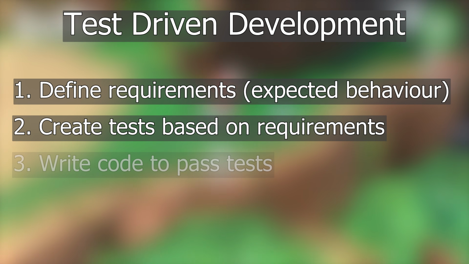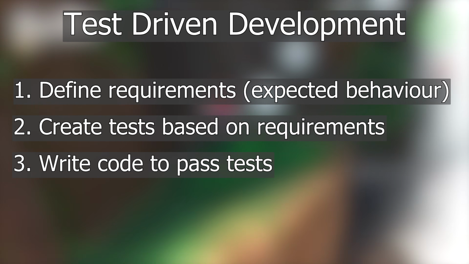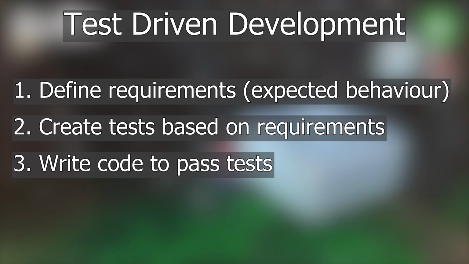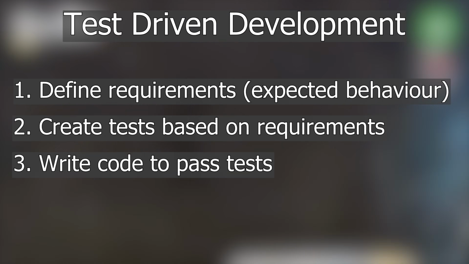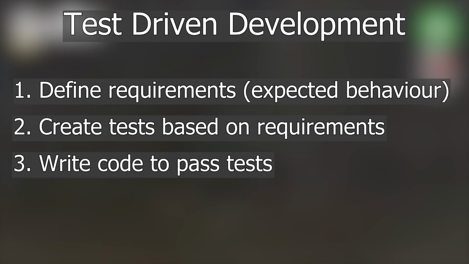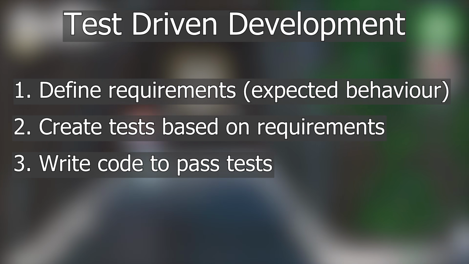And finally, we can write some code to satisfy these tests. We can then iterate on the code until it passes the tests. Then, once our code is passing the tests, we know that our code satisfies the original requirements, as the tests were made based on these requirements.